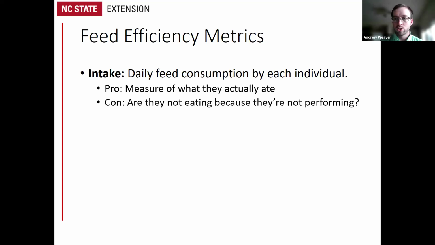But if we just single trait select for those animals that have low intake, that aren't eating as much every day, more often than not, we will just end up with animals that aren't performing. They don't eat because they don't do anything else. And so we can't simply use intake alone as a selection metric without referencing that to some other production characteristic.